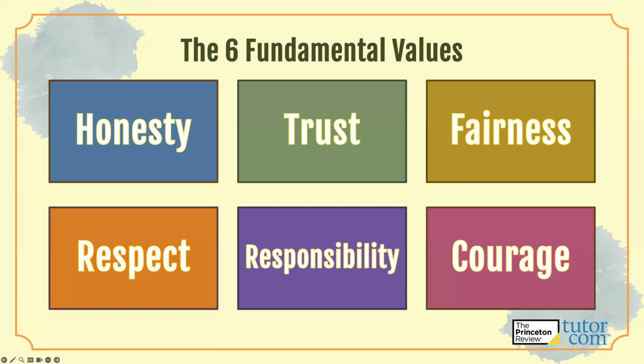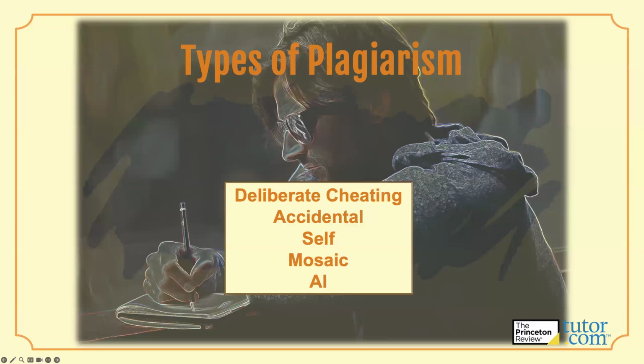So the six fundamental values are a critical part of academic integrity, and you can probably see how easily all of these actually tie into plagiarism. So now we're going to jump into plagiarism and talk a little bit about the five types. The five types of plagiarism are deliberate cheating, accidental, self-plagiarism, mosaic plagiarism, and then we're going to talk about AI.